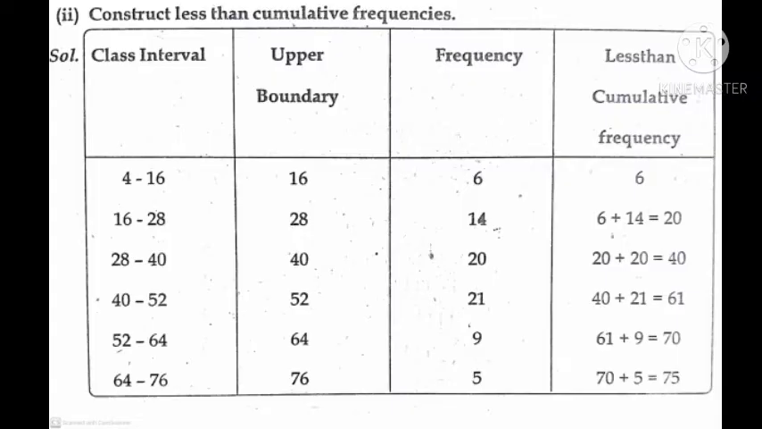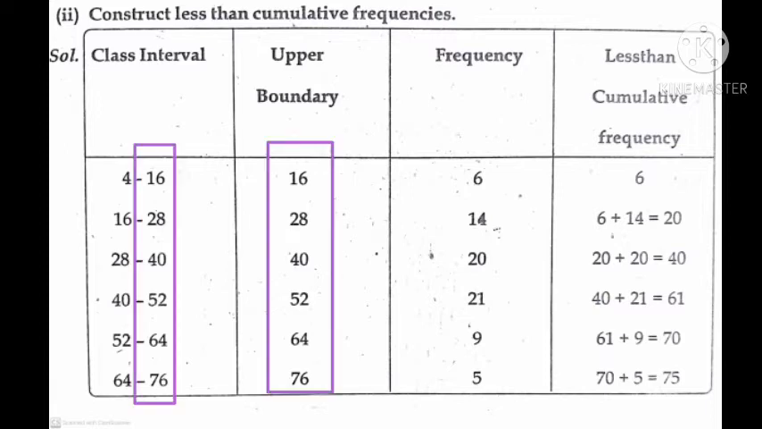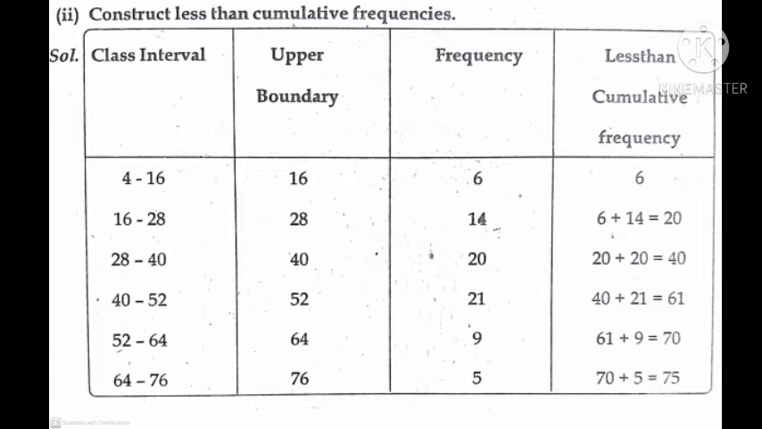Frequency is 5. In the fourth question, second question, construct less than cumulative frequencies. Solution. First we have to create the table with 4 columns. That is class interval, upper boundaries, frequency, less than cumulative frequency. Class intervals we already calculated in the first question, so copy the class intervals. Next upper boundary. We know that upper boundary means every class interval's second number. So we should copy the upper boundaries from class intervals.